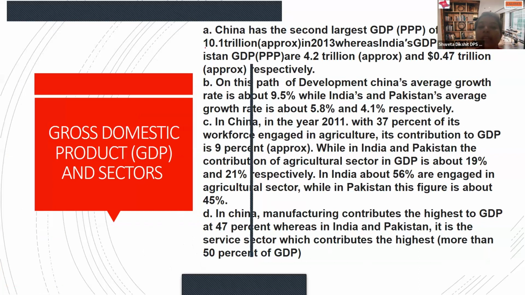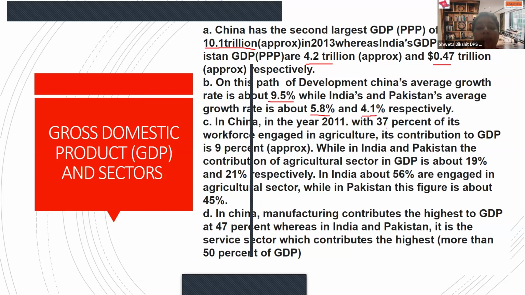The first thing you can see is that for China it is 10.1 trillion, whereas for India it is 4.2 trillion, whereas for Pakistan it is only 0.47 trillion US dollars. Then comes the average growth rate. As I just told you, the average growth rate for China was maintained for years in double digits, between 10 to 13%. Whereas in recent years they have made many losses and it has come down to 9.5%, which is not less. Whereas India has maintained a GDP growth rate of only 5.8% and Pakistan only 4.1%.